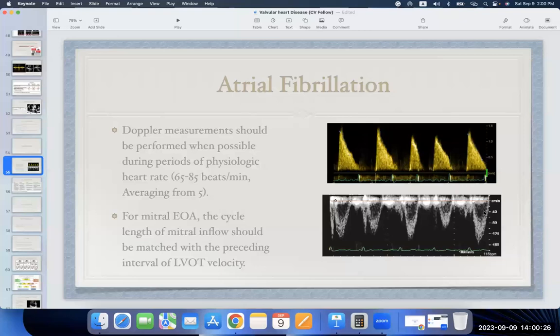So let's say that this interval from here to here is matching from here to here. So I'm going to use this LVOT VTI, and I will use this mitral VTI to calculate the mitral valve area.